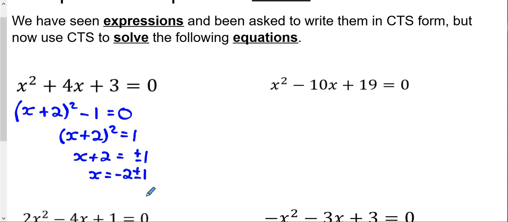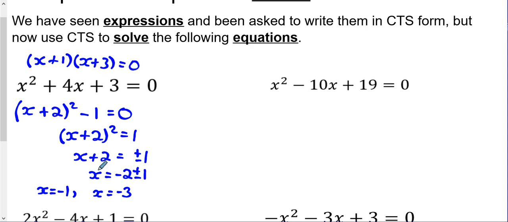Now, sometimes that's our final answer. But because we can actually work this out, we know what minus 2 add 1 is. Minus 2 add 1 is minus 1. And we can do minus 2 take 1 for the other solution: minus 3. Okay, so we've got nice whole numbers for that one because it would have factorised. We could have factorised this straight away as x plus 1, x plus 3, which would have given us the same solutions. But that's for showing the process of completing the square.